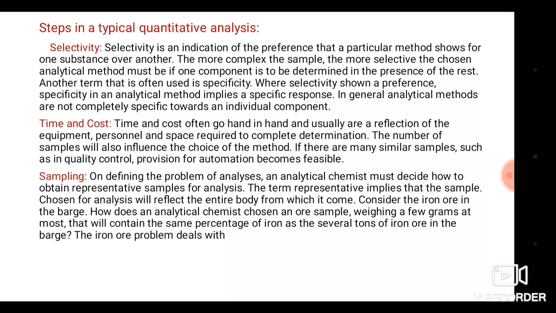So, specificity. Another term that is often used is specificity. What type of specific method is used for a specific constituent analysis, whereas selectivity shows a preference. Specificity in an analytical method implies a specific response. So what is the difference between specificity and selectivity? Selectivity has alternatives, but specificity has no alternative. It implies a specific response.